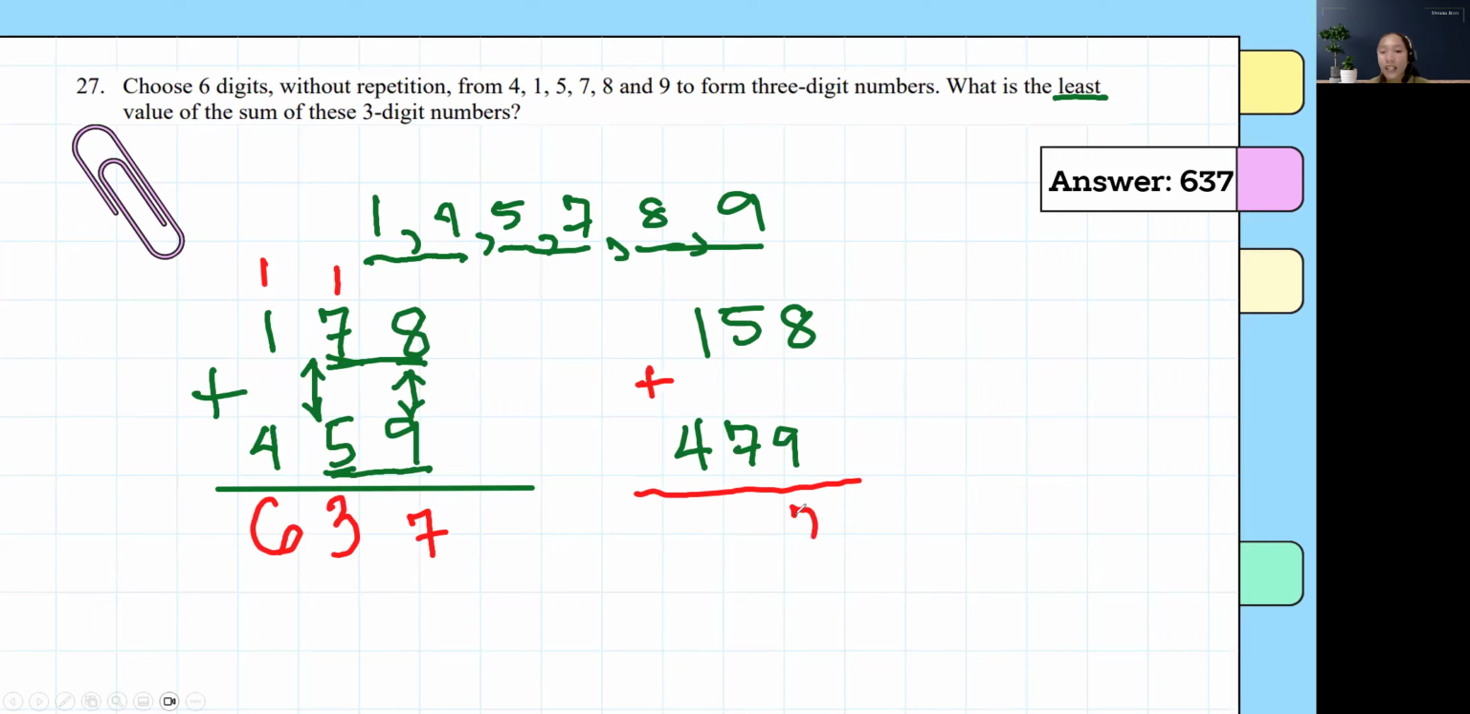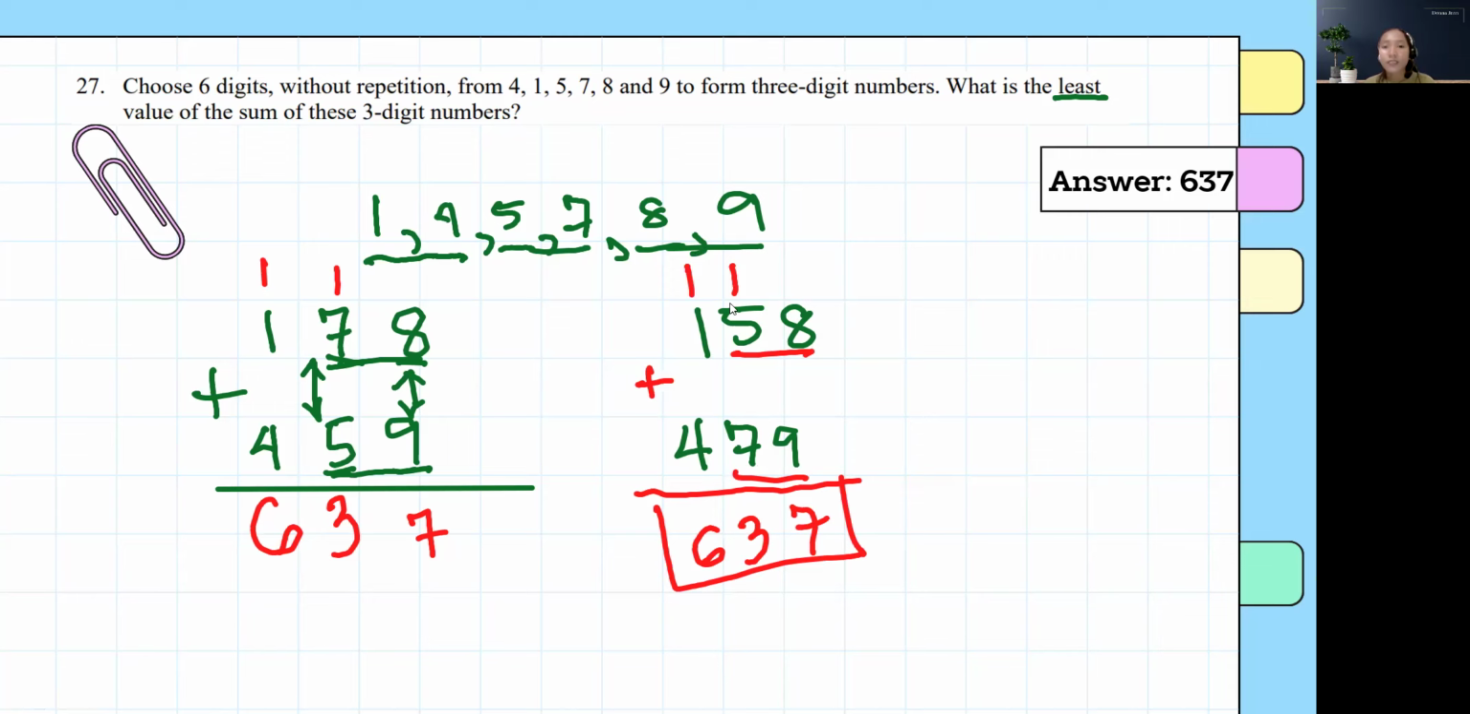9 plus 8, 17, 7 carry 1. 5 plus 1, 6, plus 7, 13. 3, carry 1. 4 plus 1, 5, plus 1, 6. It's still 637. Since we're just looking for the sum, the order of the last two digits doesn't matter. That's it. Questions on the chat box? For those who want to drink water or eat their snacks, it's okay.